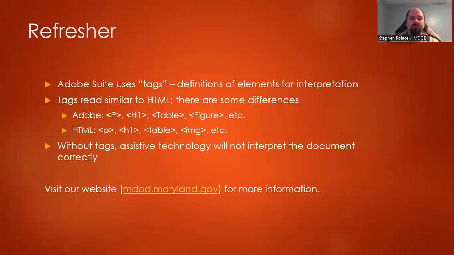So tags read very similar to HTML. There's a lot of overlap between the two, but there are some differences. Adobe has the paragraph, H1, they have table, they have figure, and HTML has, again, P for paragraph, H1 for level 1 heading, table for a table, but it uses IMG or image for images, whereas Adobe calls them figures.